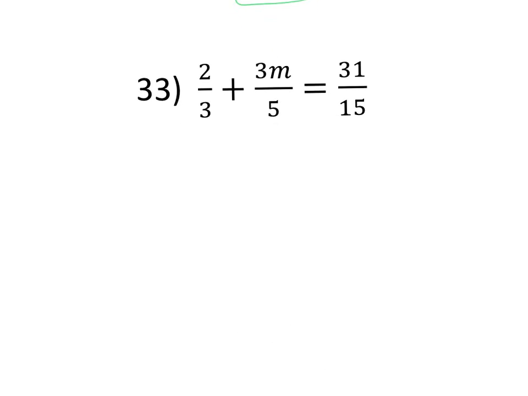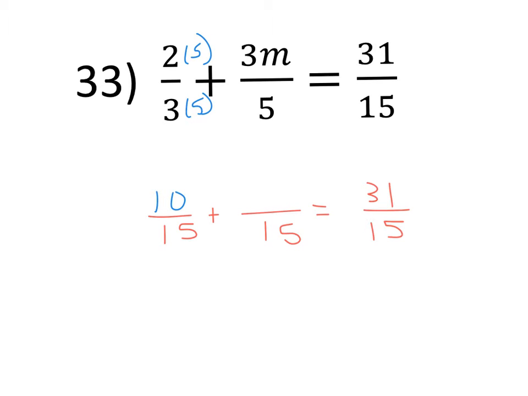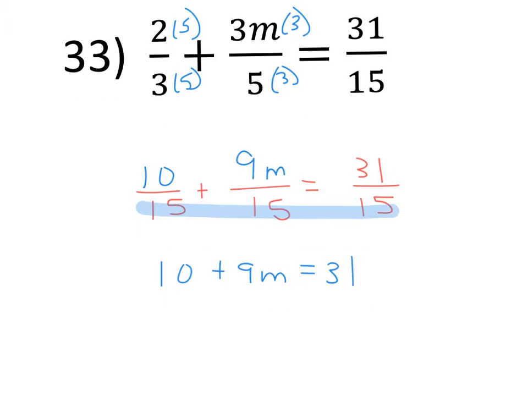Okay, next problem, number 33 here. My common denominator for this should be 15s, so I'm going to put 15s down here on the bottom. Now I'm going to multiply the first guy by 5, so I get 10/15. I'm going to multiply this middle one by 3 and get a 9m on top. Now when I look at the bottom, everything matches, so we drop that off. So we've got 10 plus 9m equals 31.